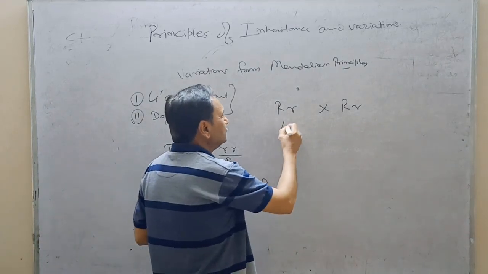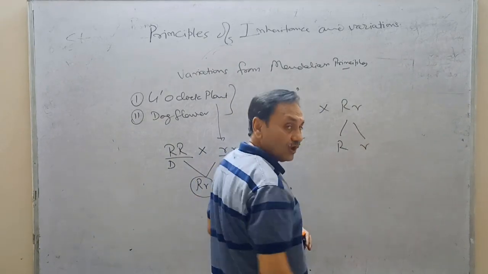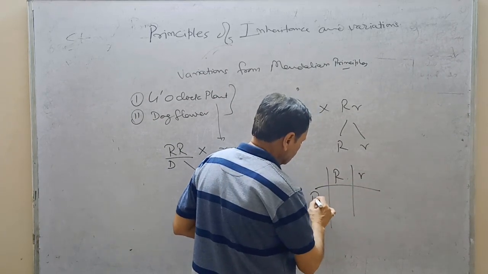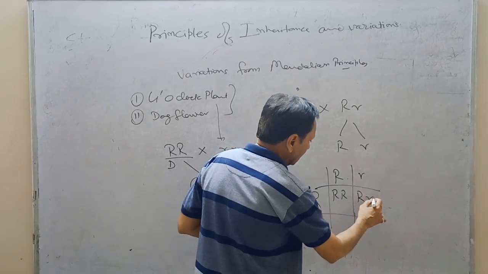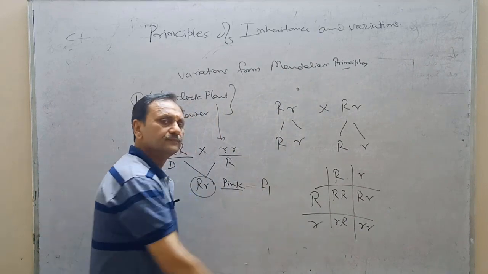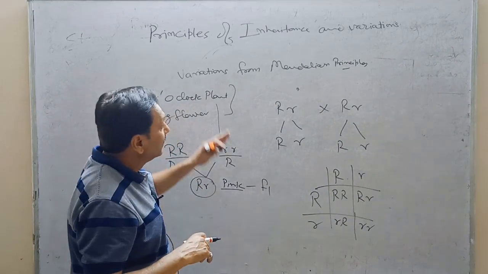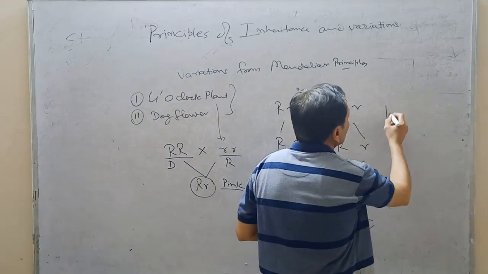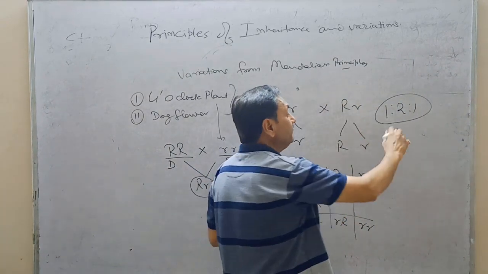Then what happens? Their gametes are capital R, small r, capital R, small r, and when they cross, they will produce R and R. This type of ratio, which will be observed in the case of Mendelian principle in the monohybrid, is a 1:2:1 ratio, that is a genotypic ratio, and their phenotypic ratio is 3:1.